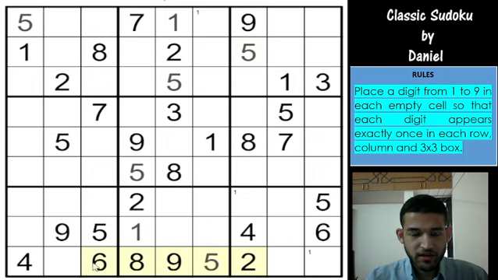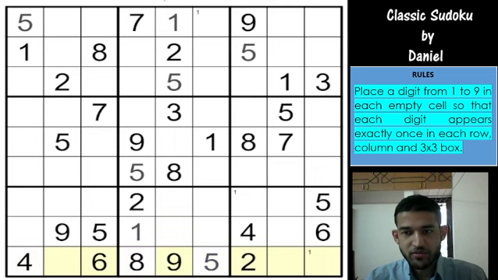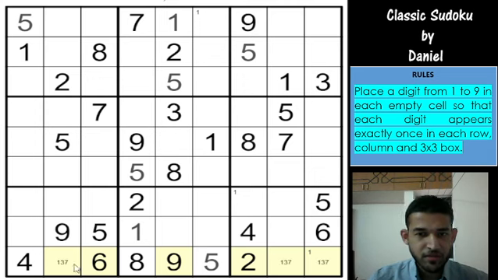Let's look at row 9. It's almost filled. 2, 5, 9, 4, 6, and 8. So the remaining digits are 1, 3, 7. So these would be 1, 3, 7. And this can't be 1 or 7, so this would have to be a 3, that has to be 1 and 7, that is a 1 and 7.